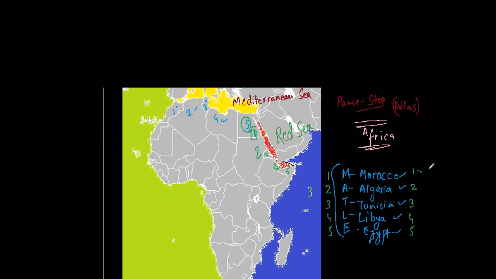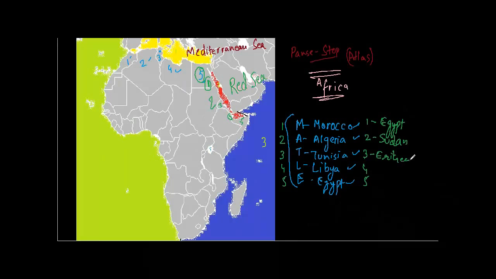So 1, you all know, Egypt, right? Then the second one, a big country, all we can see here, this one, this is Sudan. Then number 3 is Eritrea. And then 4 is Djibouti. Do remember the spellings here. Be careful. Djibouti. And then number 5 is Somalia.